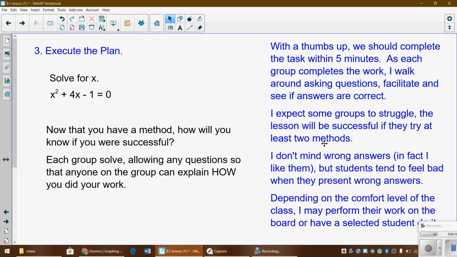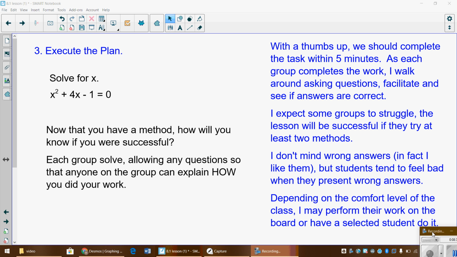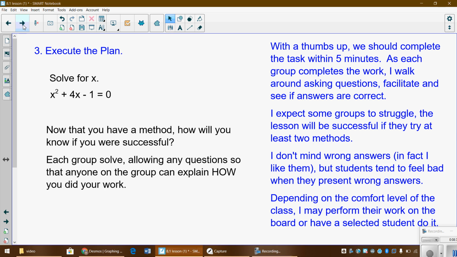So I'm typically going to be doing the work at the board. I usually get a kid or two that does like to go up to the board and they don't mind being wrong. Kind of depends on how the class goes. Depending on the comfort level of the class, I may perform their work on the board or have selected students work with that. Really, it's more volunteer students I think I'll do in this case.